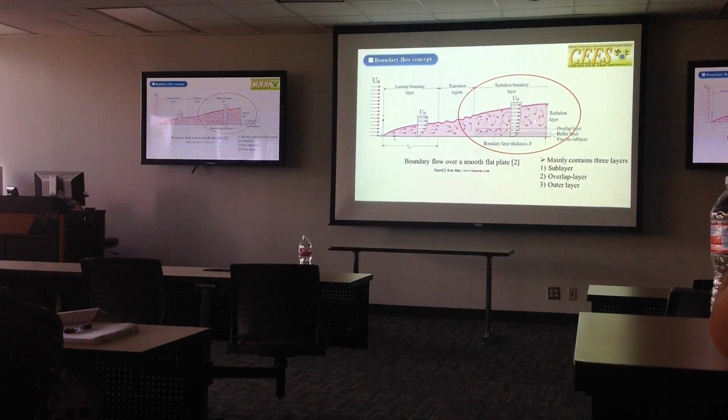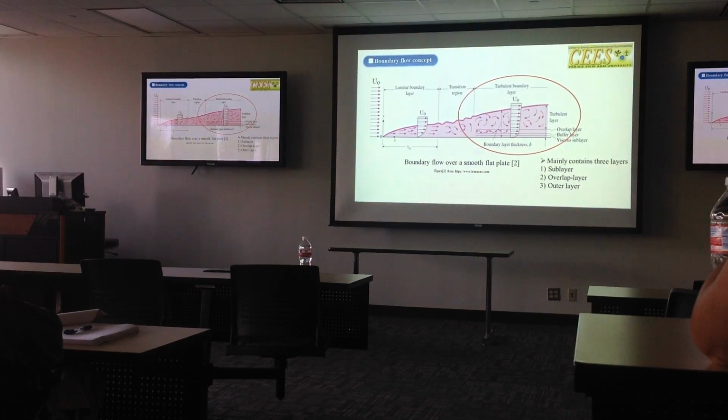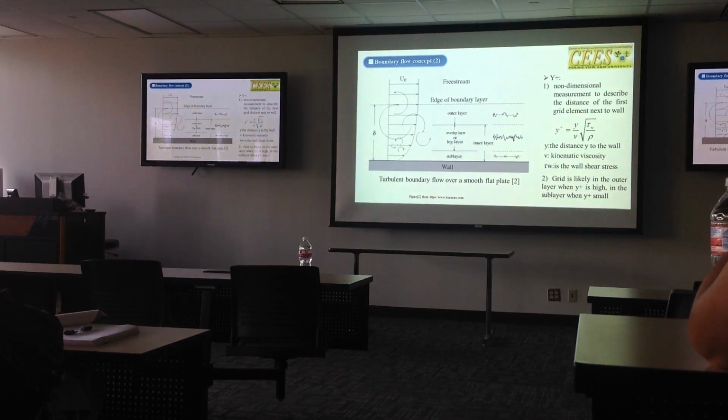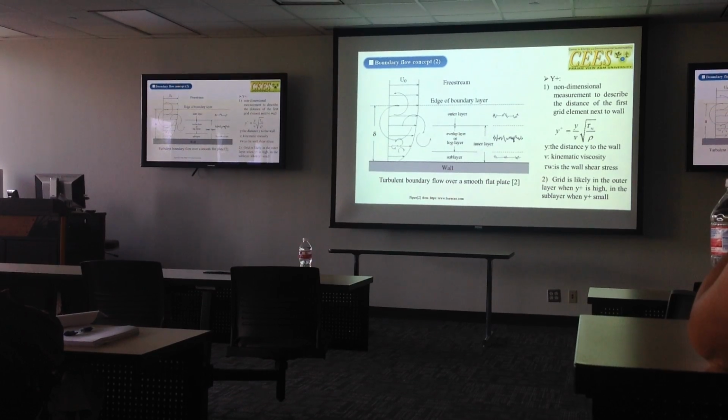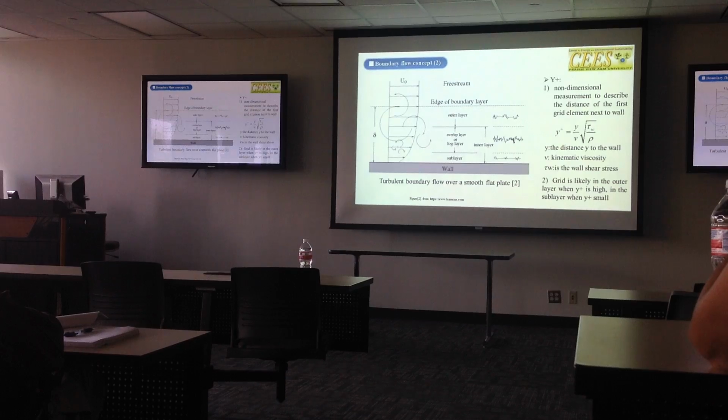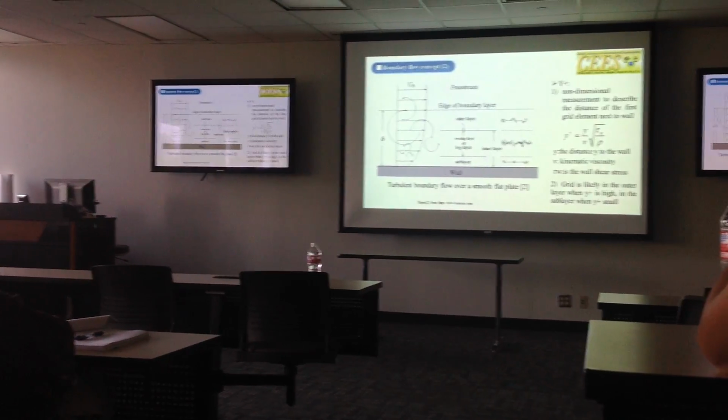And you can see it mainly contains 3 layers: the sublayer or the viscous layer, the overlapped or buffer layer, and then the outside layer. A clearer picture will be shown in the next slide. For our Y plus concept, it is a non-dimensional measurement to describe the distance from the first grid element to the wall.